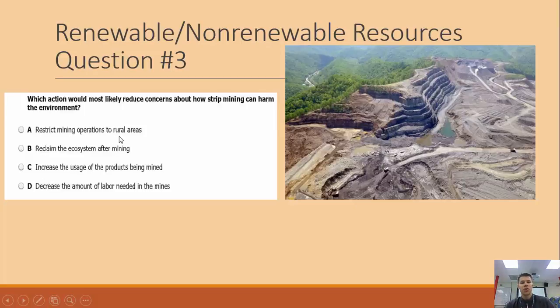Restrict mining operations to rural areas. Just because you mine something in a rural area doesn't mean that it's not harming the environment. Reclaim the ecosystem after mining. Okay. Increase the usage of the products being mined. Using more coal isn't necessarily going to help the environment. Decreasing the amount of labor needed in the mines. No, that's not going to help the environment either. So our best answer here is reclaiming the ecosystem after mining, meaning replanting the trees and restoring the land to at least as close as you can to what it once was. So the answer is B.